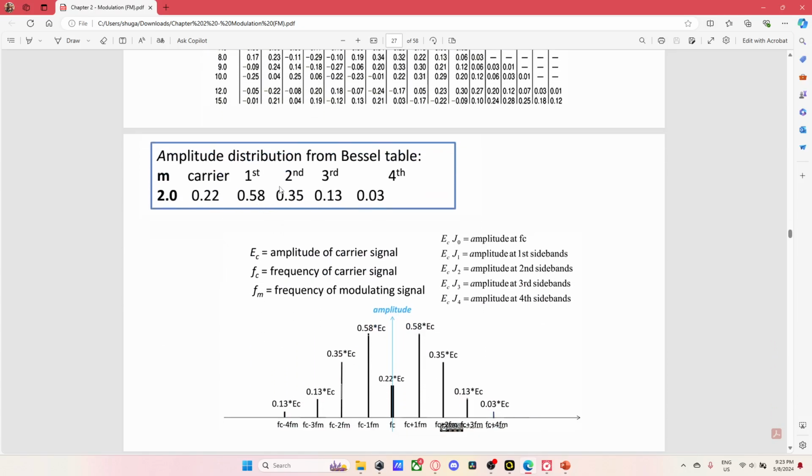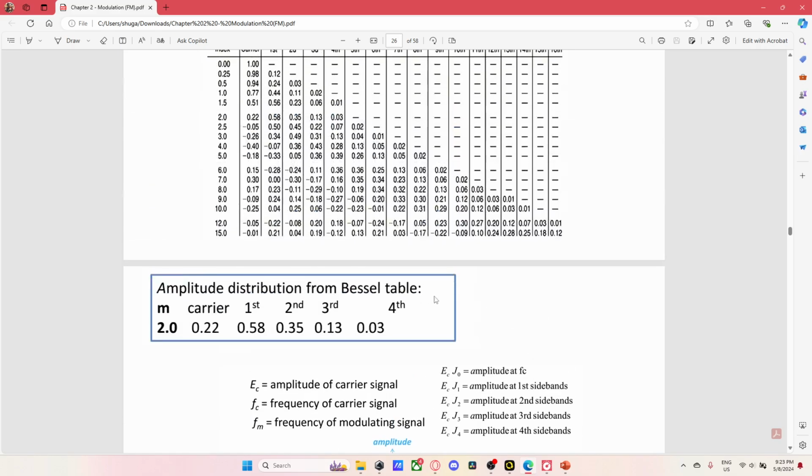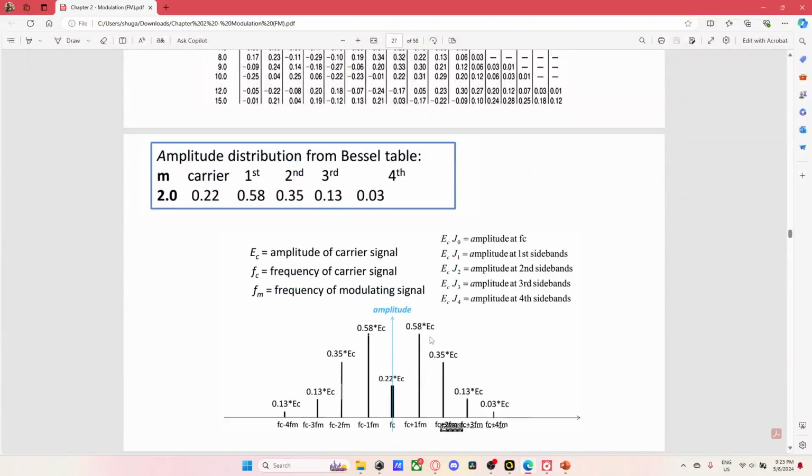You will write this down on the table over here. This is the diagram that you have to draw by using the Bessel function table. We have mentioned before that the carrier here is 0.22. So your value for fc is 0.22 over here, while the others are based on the first, second, third, and fourth pair from the Bessel function itself. It is the same value and curving over here.